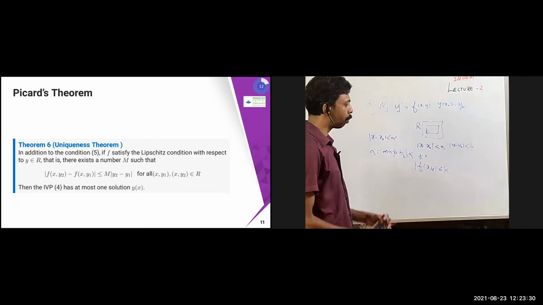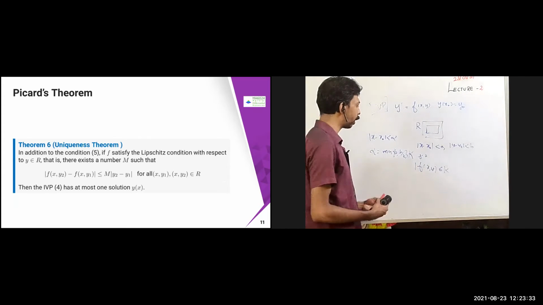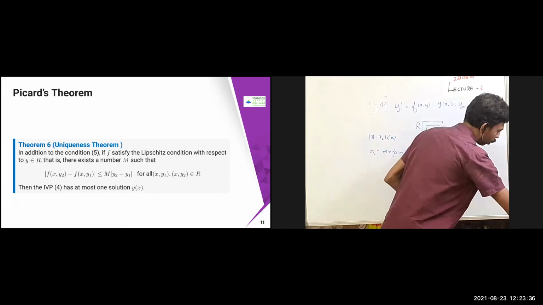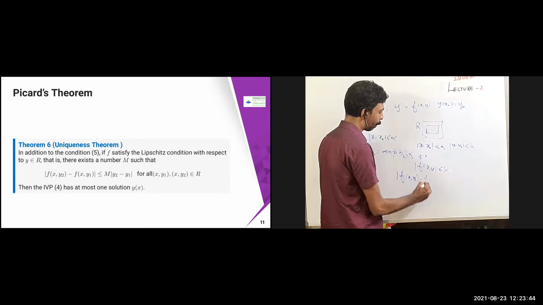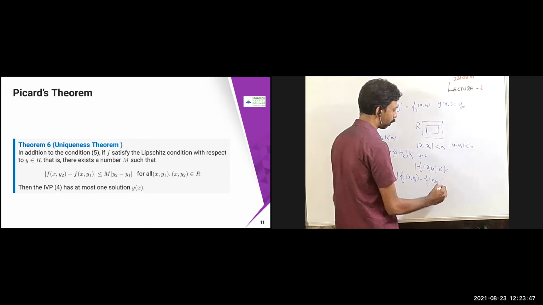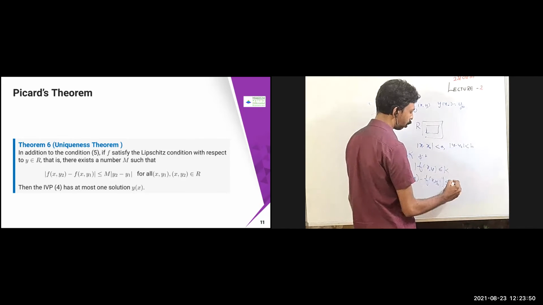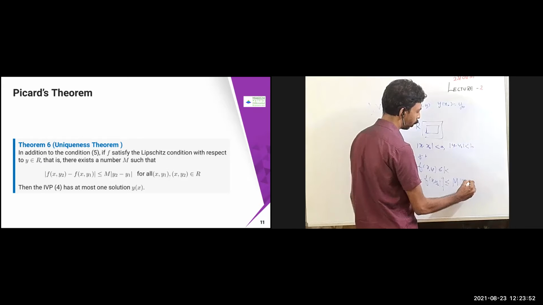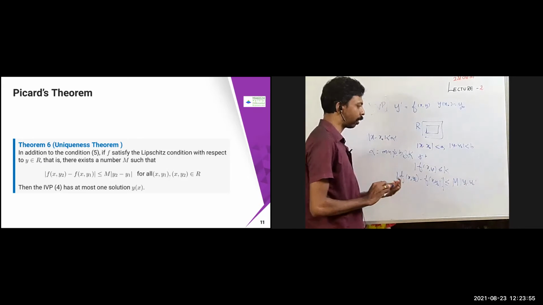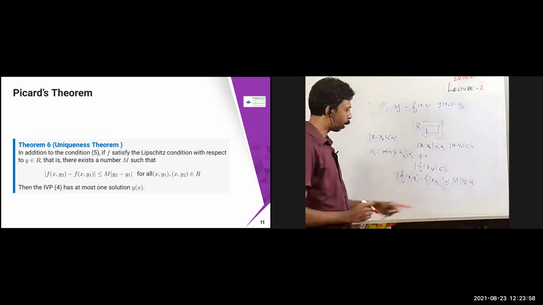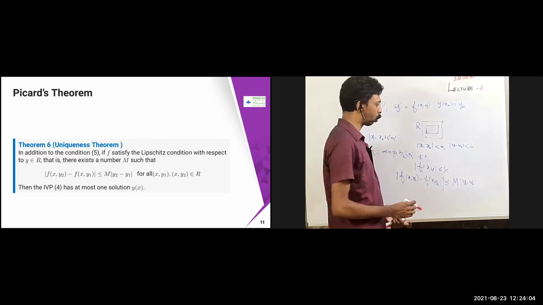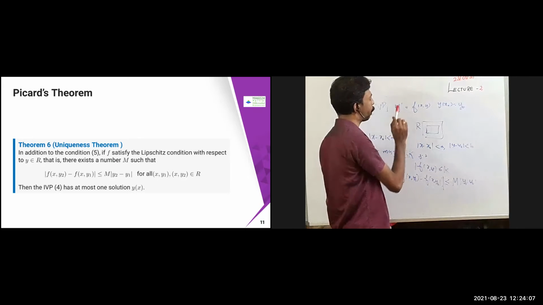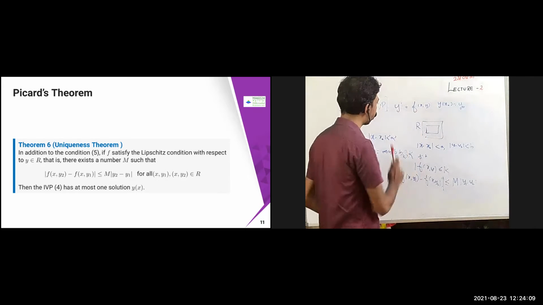Now, the uniqueness theorem. In addition to this, you need to introduce one more condition called the Lipschitz condition. The Lipschitz condition states as follows: take 2 points, y1 and y2. Then |f of x comma y1 minus f of x comma y2| is less than or equal to some m into |y1 minus y2|. So there exists a number m such that this holds, then this initial value problem is going to have at most one solution. That means you are going to get a unique solution.